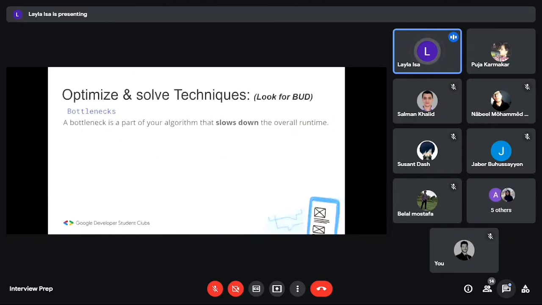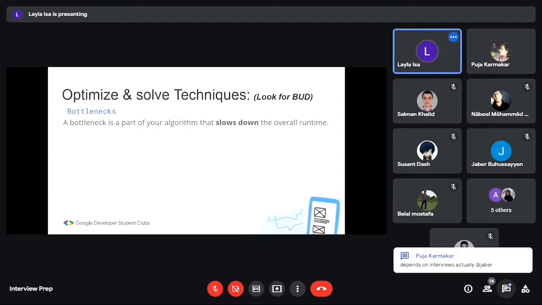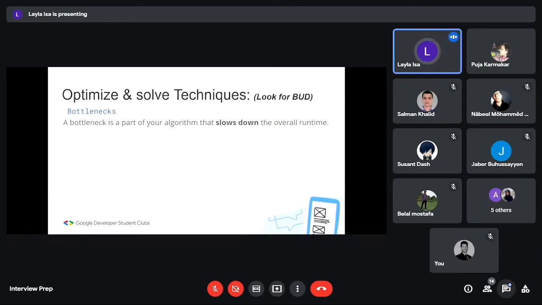So optimizing and solving techniques. We talk about BUD. So we'll talk in depth now. So bottlenecks. A bottleneck is the part of your algorithm that slows down the overall runtime. It may be a for loop, nested for loop, or repeated work.